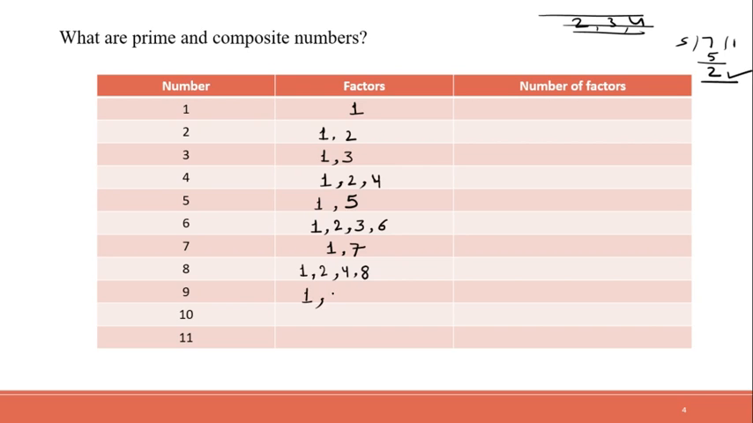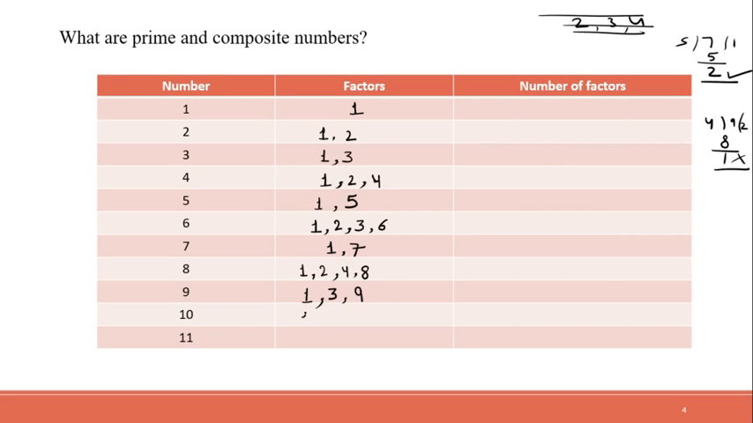Now come to 9. 1. Then 2. If I divide 9 by 2, it will leave a remainder of 1. So 2 is not a factor. Then 3. 3 into 3 is 9. Then 4. 4 into 2 is 8 and 1 remainder. Got it? So it is not a factor. Then 5 will leave a remainder of 4. Then 6 will leave a remainder of 3. Then 7 will leave a remainder of 2. 8 will leave a remainder of 1. So we'll directly write 9 here.